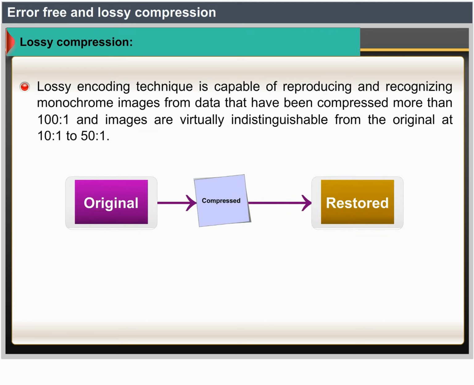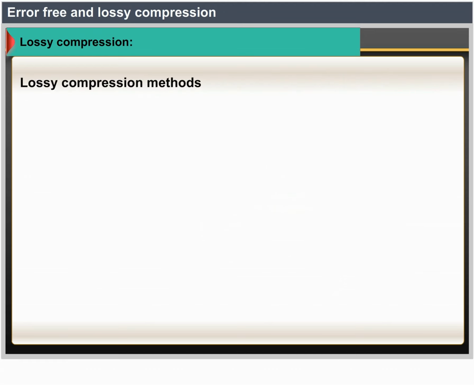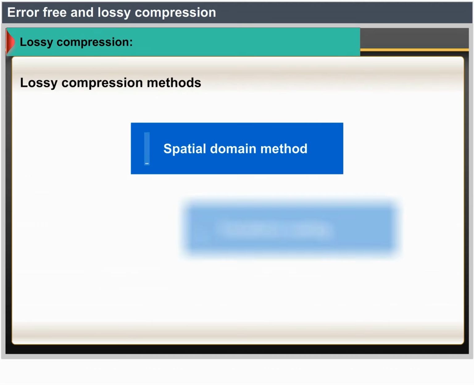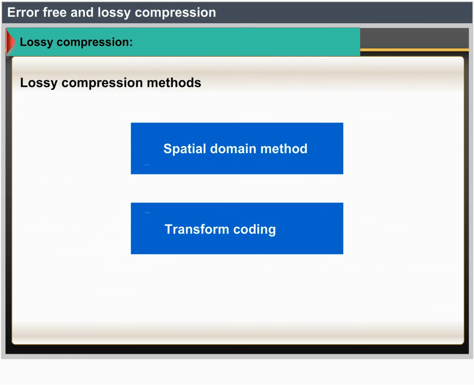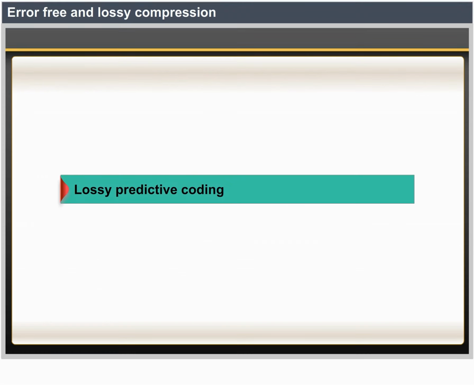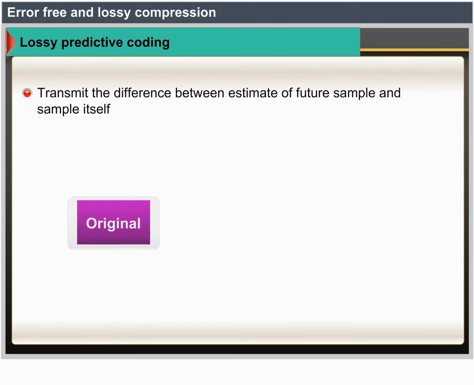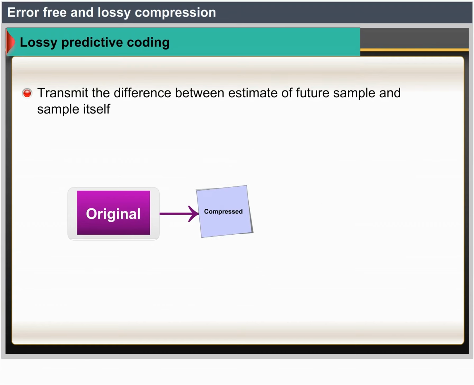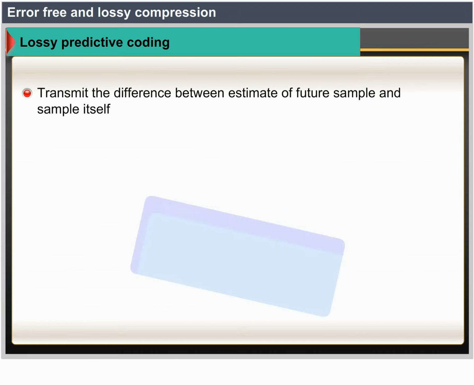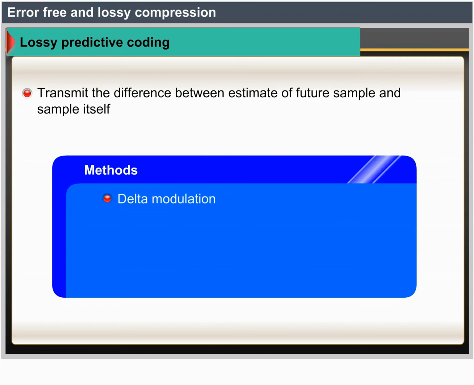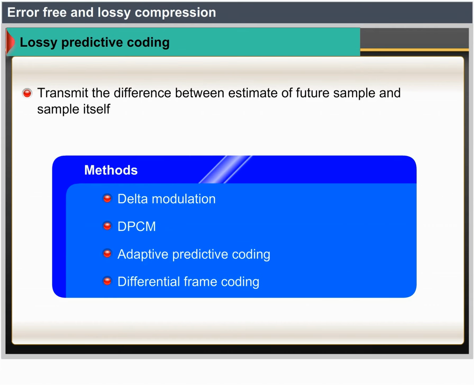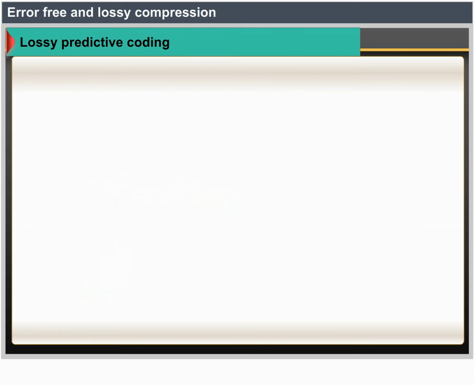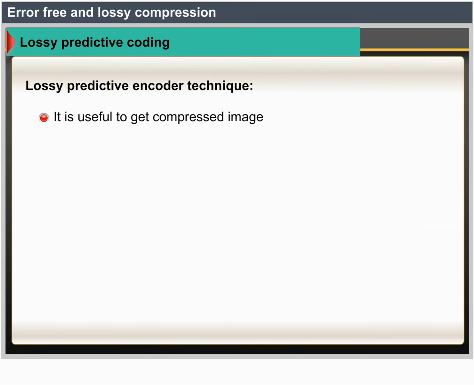Lossy compression methods: spatial domain method, transform coding. Lossy predictive coding transmits the difference between the estimate of future samples and the sample itself. Methods: delta modulation, DPCM, adaptive predictive coding, differential frame coding. Lossy predictive encoder technique used to get compressed image. The related block diagram can now be seen.